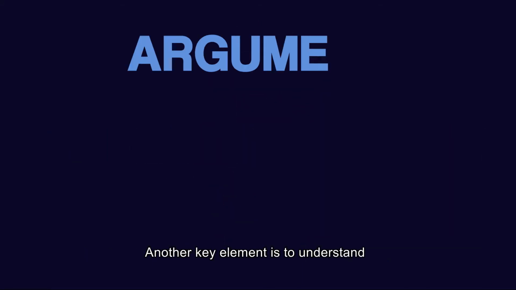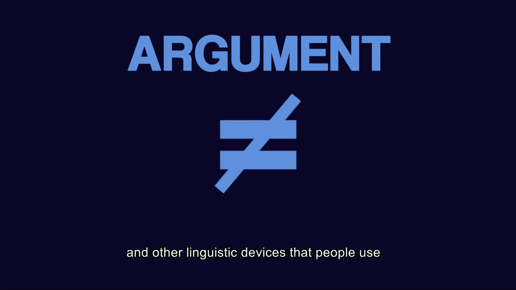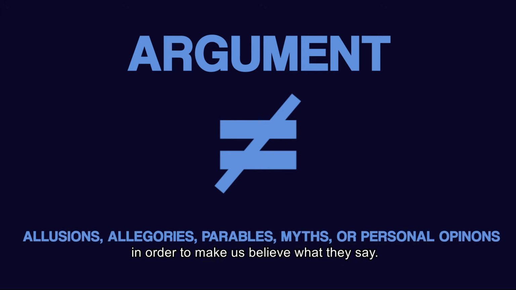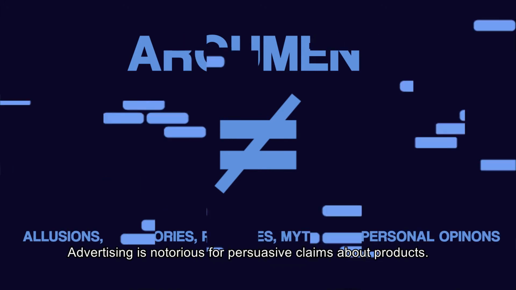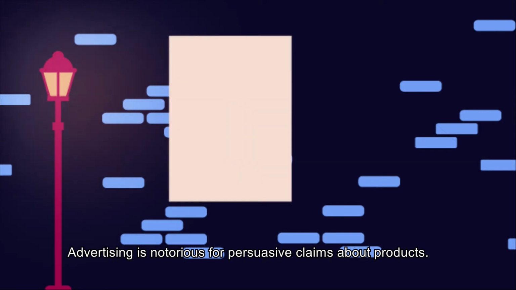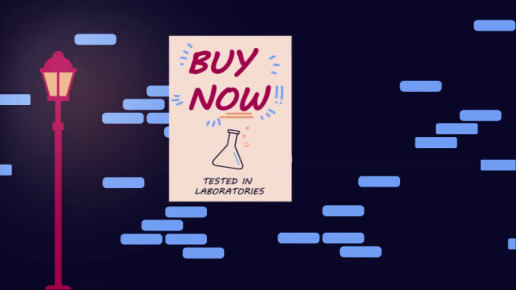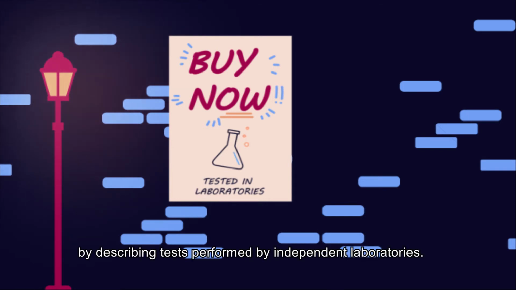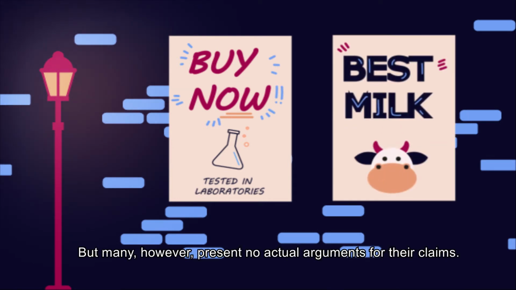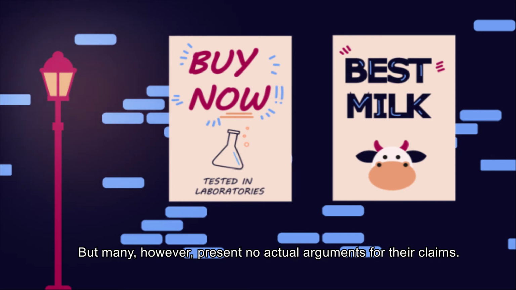Another key element is to understand the difference between arguments and other linguistic devices that people use in order to make us believe what they say. Advertising is notorious for persuasive claims about products. Some advertisements present scientific arguments for their claims, for example, by describing tests performed by independent laboratories, but many, however, present no actual arguments for their claims.